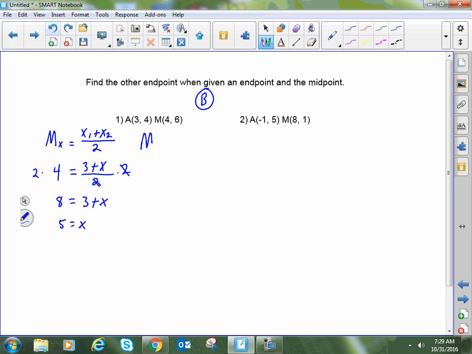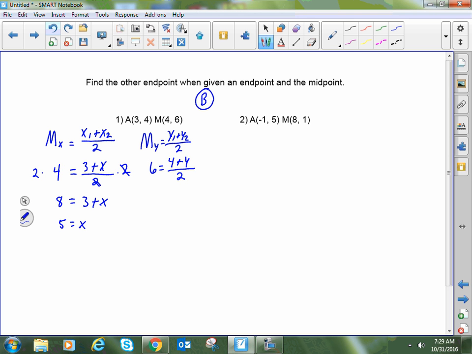And essentially I'm going to just repeat that for the y coordinate of point B. So we'll say y1 plus y2 over 2, and substitute the values. So the y value of the midpoint is 6. The y value of point A is 4. And again, here I'll just say y.